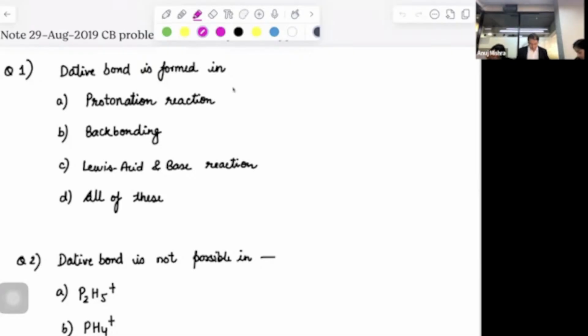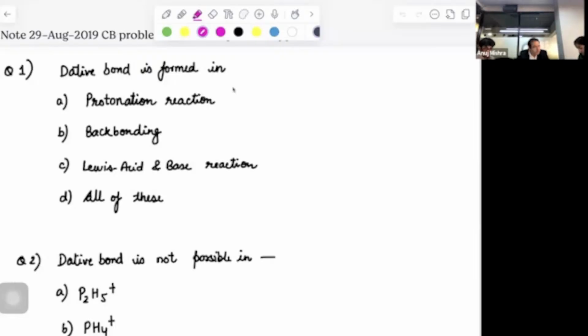Dative bond, basically that coordinate bond वाला arrow, is formed in protonation reaction, back bonding, Lewis acid and base reaction, all of these. What is the answer? So what? Protonation reaction? Water giving lone pair to H plus. Oh. Okay, anything giving lone pair to H plus is called protonation. Like H3O plus formation. So for example, write H2O, then O lone pair coordinate to H plus. It is protonation.